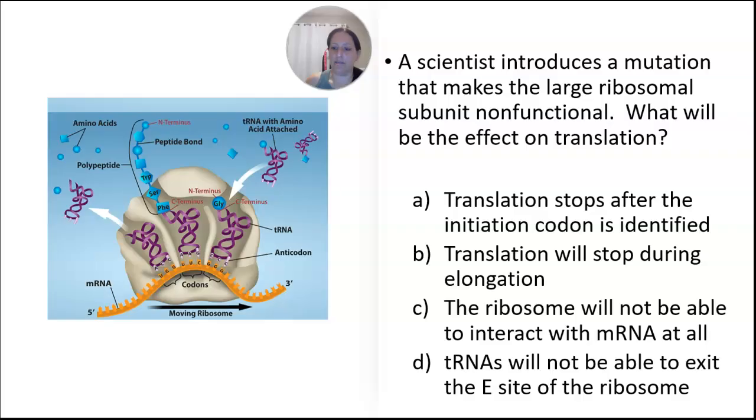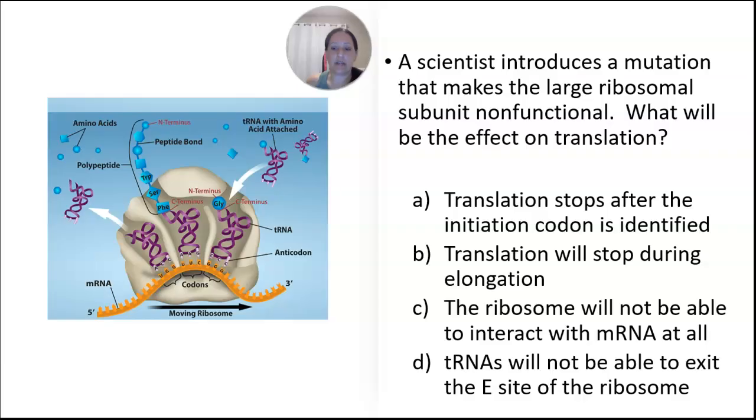Okay. B is not correct because the process isn't even going to get started. Elongation doesn't get started because initiation doesn't finish. So B can't be correct. C says the ribosome won't be able to interact with the mRNA at all. And so that's not true because the small ribosomal subunit actually binds first, and it doesn't need the large ribosomal subunit to bind. And so that's going to happen.